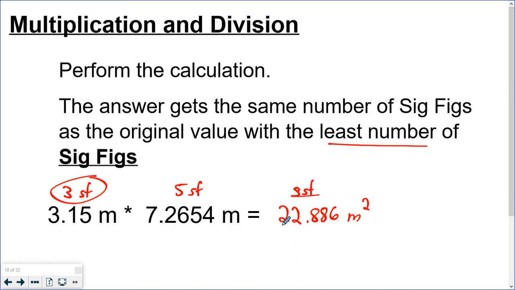How do I do that? Start on the left. We want this one. We want to round to this spot. That has to be our last number. So after the 8 here is another 8. That means I round up. This becomes 22.9 meters squared. And now I have 3 significant figures in my final answer, which is the same as the least number that I started with. And that's how I keep track of precision with multiplication and division.